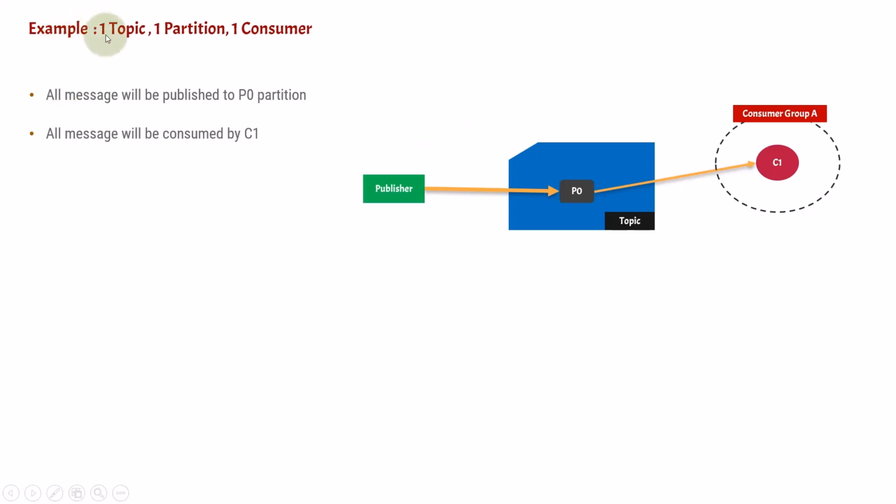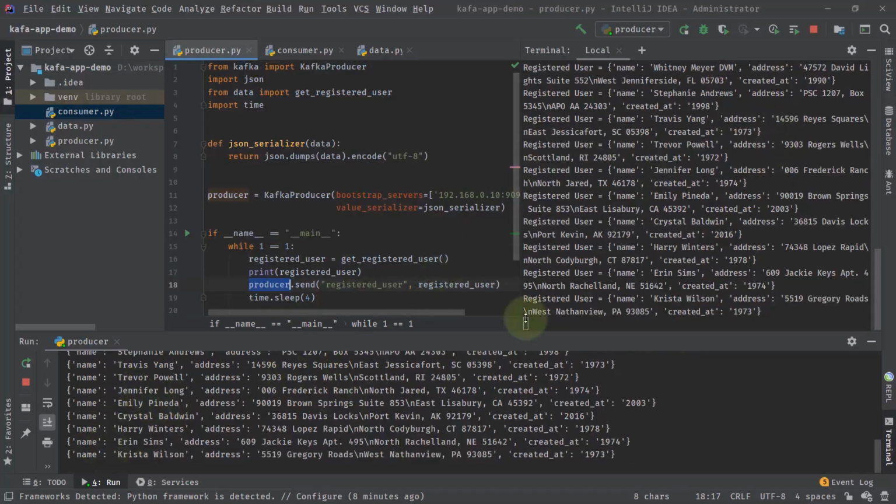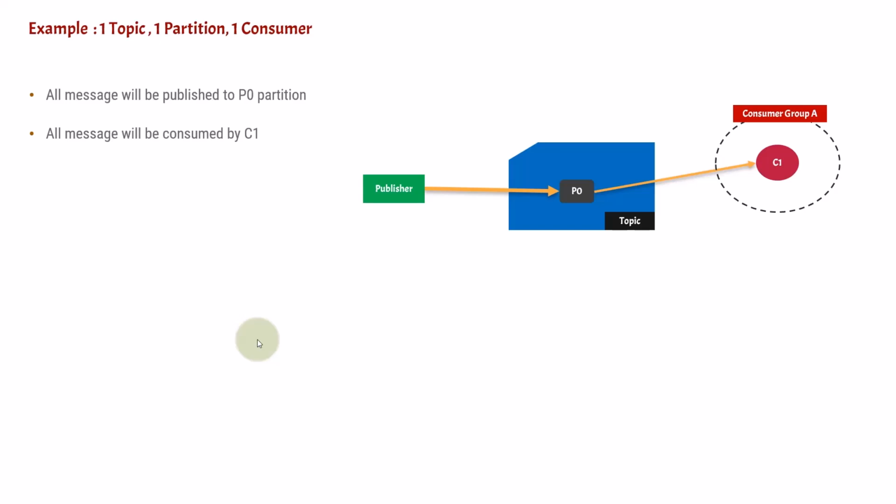So in the scenario of one topic, one partition, one consumer, the publisher will publish all the messages to this topic partition and the consumer C1 will take those messages and print what we have written here. So the message is being sent from here and it is printed here. I hope that you have understood this concept, when there is one partition and one consumer, how your Kafka ecosystem is behaving.